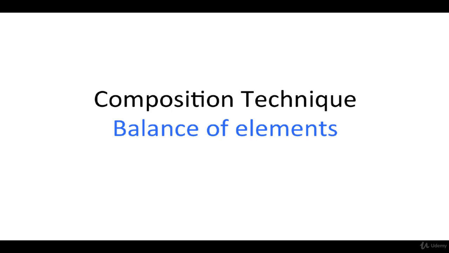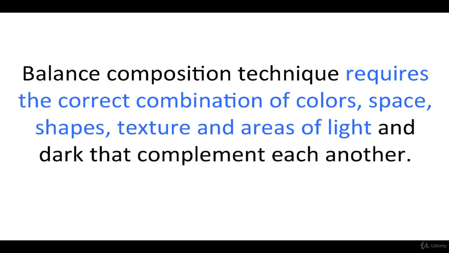One of the cool techniques of composition in photography is balance of elements. This technique is a little bit tricky and hard to understand compared to placement of subject and separation of subject composition techniques. Balanced composition requires the correct composition of colors, space, shapes, texture, and areas of light and dark that complement one another. To become an expert in this technique, a lot of practice is needed.